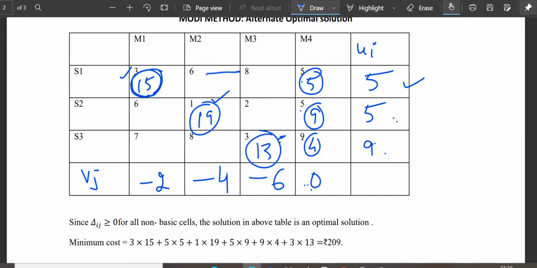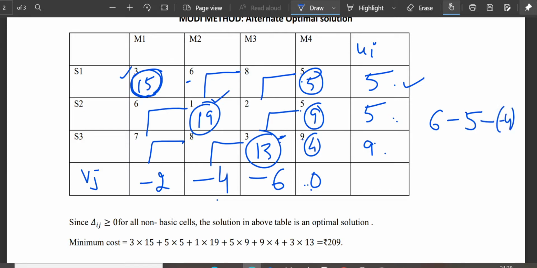Now calculate delta Ij corresponding to all the non-basic cells. As usual, I think all of you have practiced it, Modi method. You all will do it on your own. See, delta Ij, this Cij is 6 minus corresponding Ui is 5, corresponding Vj is minus 4. So 6 minus 5, 1 plus 4, 5. So 5 will come here. If Cij is 8, Ui is 5 and corresponding Vj is minus 6. So 8 minus 5, 3 plus 6, 9.